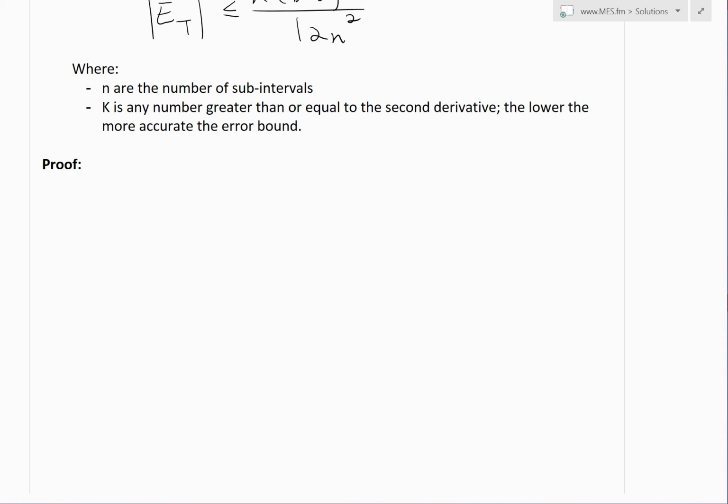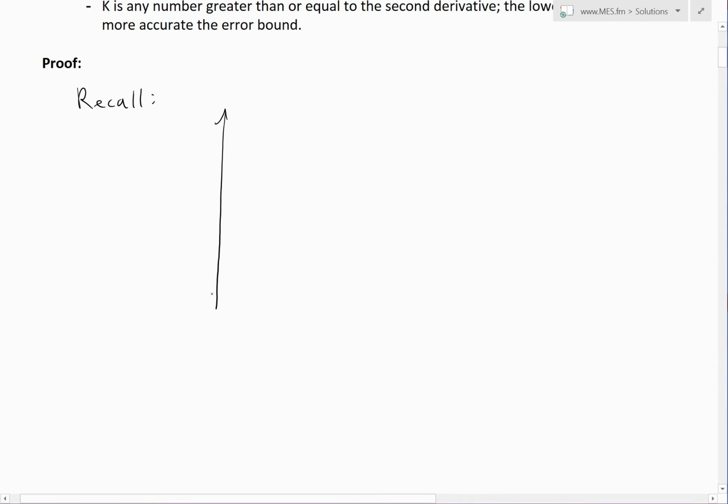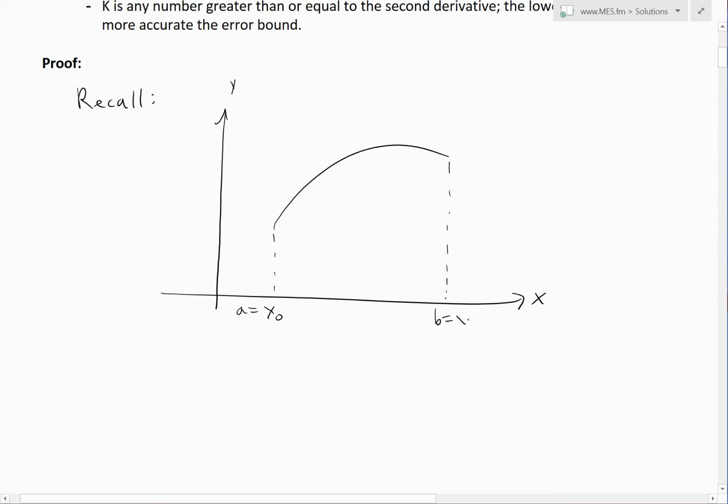So in proving this, let's just recall the basics of the trapezoidal rule. If we recall what it looks like, we have a graph of, let's say, a function like this. This is x, y. Let's call this x0. a equals x0 is the initial one. And this goes all the way to b equals xn, where we break this up into n sub-intervals of equal distance like this, and they're all trapezoids.